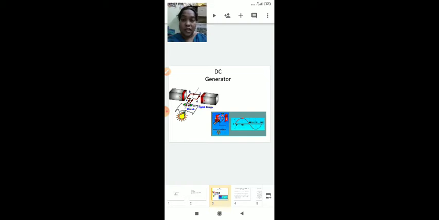By seeing the characteristics, at no load current also there is an EMF produced. That initial small EMF is called induced EMF. Thus induced EMF is obtained by residual magnetism. That's the point we covered in our previous video.